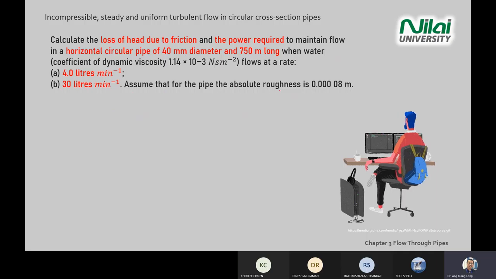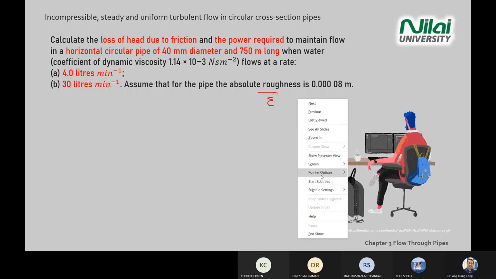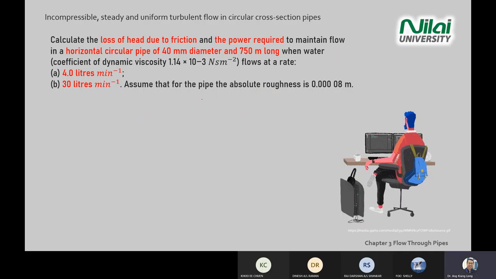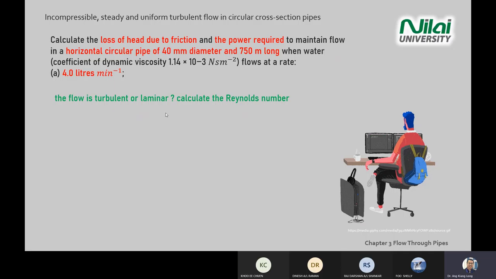All right, and for part B, you are given that the absolute roughness is 0.00008, which is epsilon. So, how do you solve? Is this flow laminar or turbulent? Dinesh, can you calculate? The rest, you check whether the answer is correct or not. Dinesh, what is the flow condition of this question? What is the Reynolds number and whether it's laminar or turbulent? I'll give you 1 minute to solve this question.